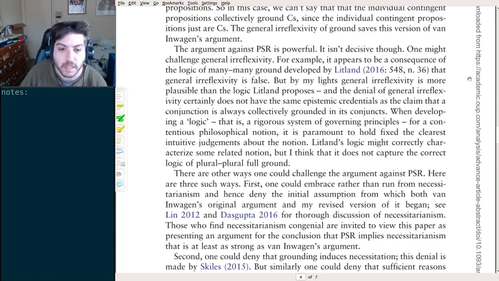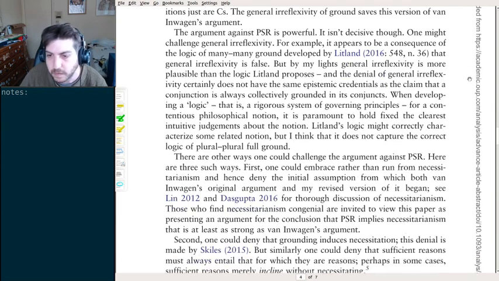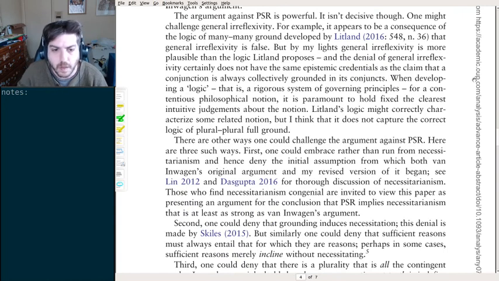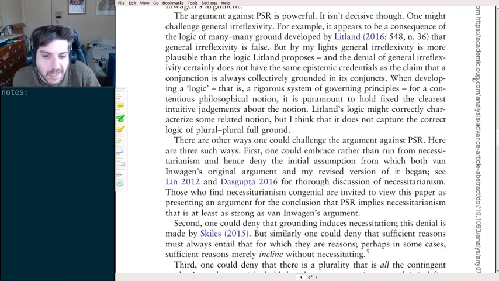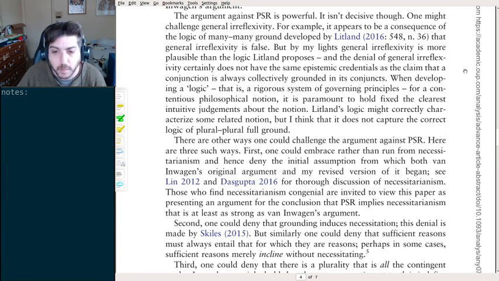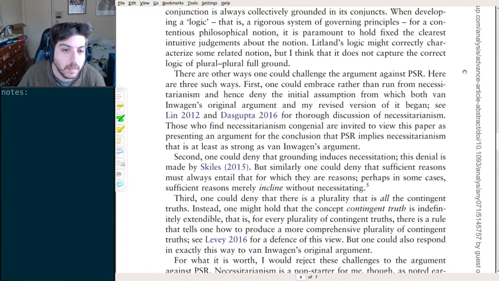When developing a logic, in scare quotes, that is a rigorous system of governing principles. That's a questionable definition of logic, but okay, we'll grant it for now. For a contentious philosophical notion, I'd just say an axiom system, not necessarily logic. Well, we'll see. It is paramount to hold fixed the clearest intuitive judgments about the notion. Yes, that's right. Litland's logic might correctly characterize some related notion, but I think it does not capture the correct logic of plural full ground. Okay, but we don't know. That's just your opinion, man.